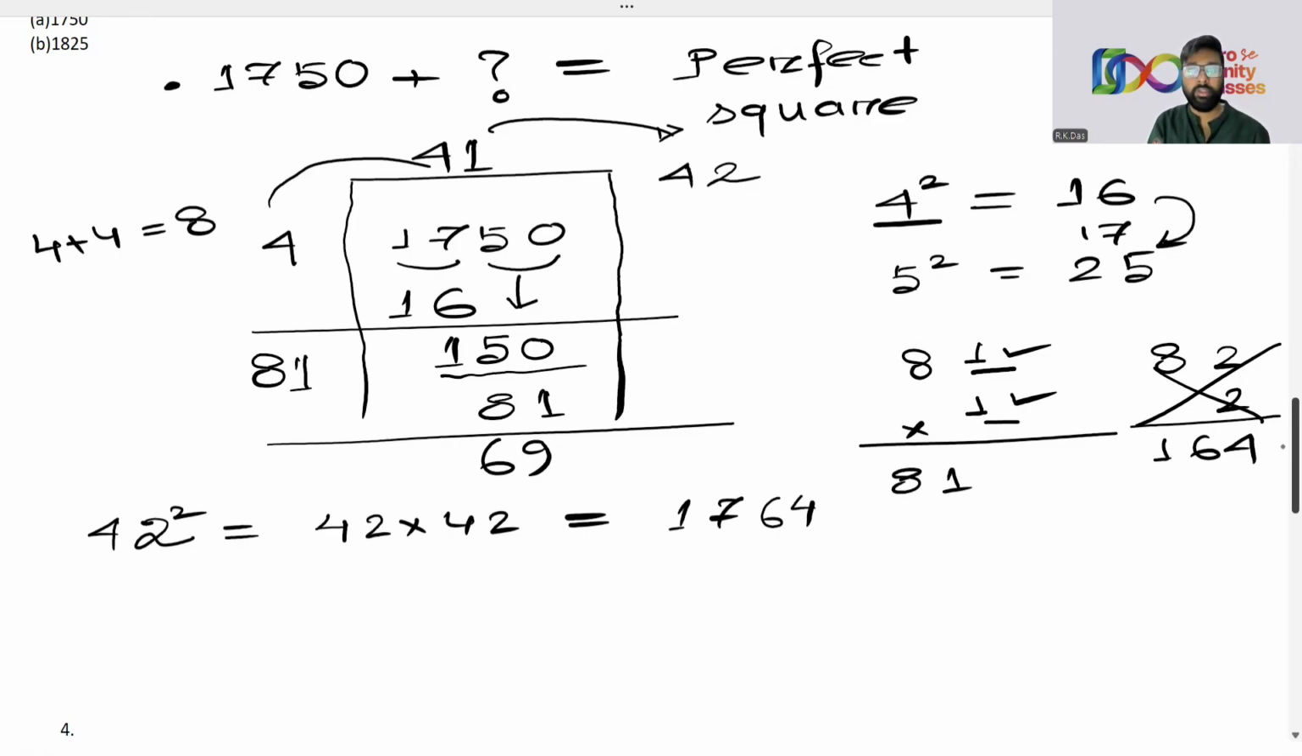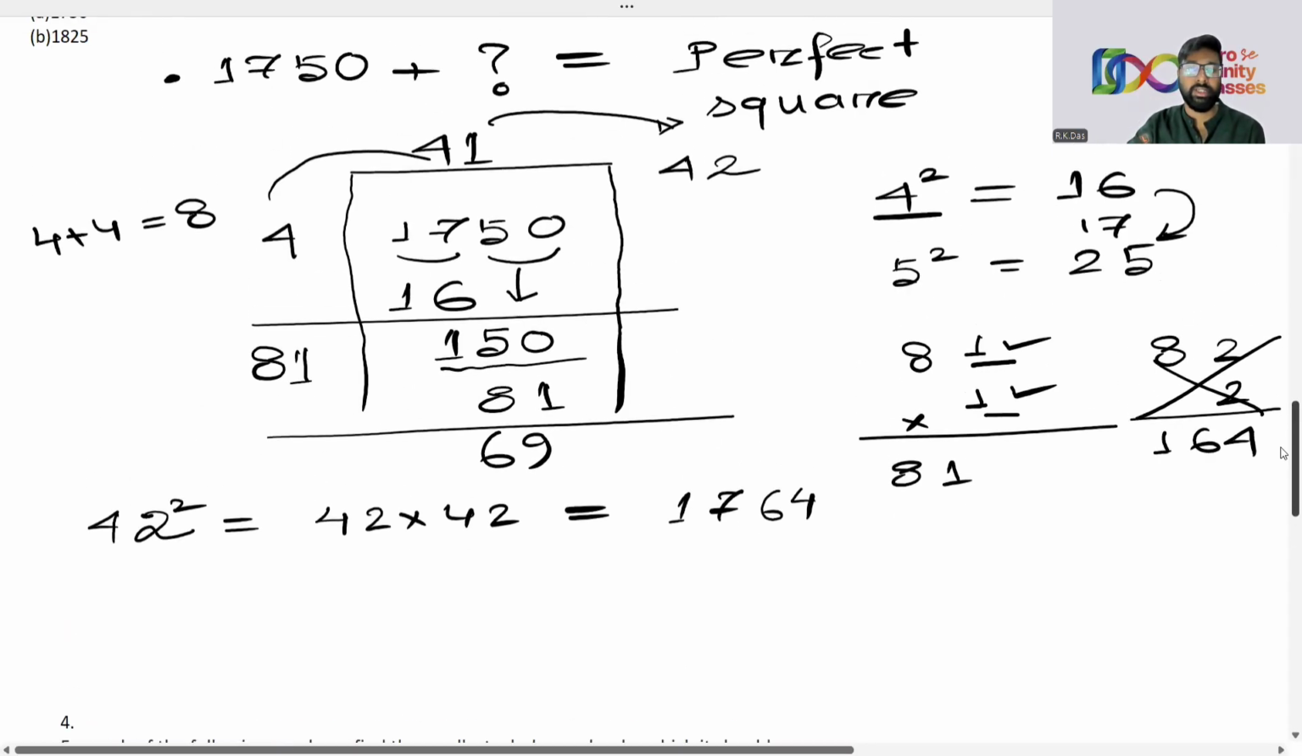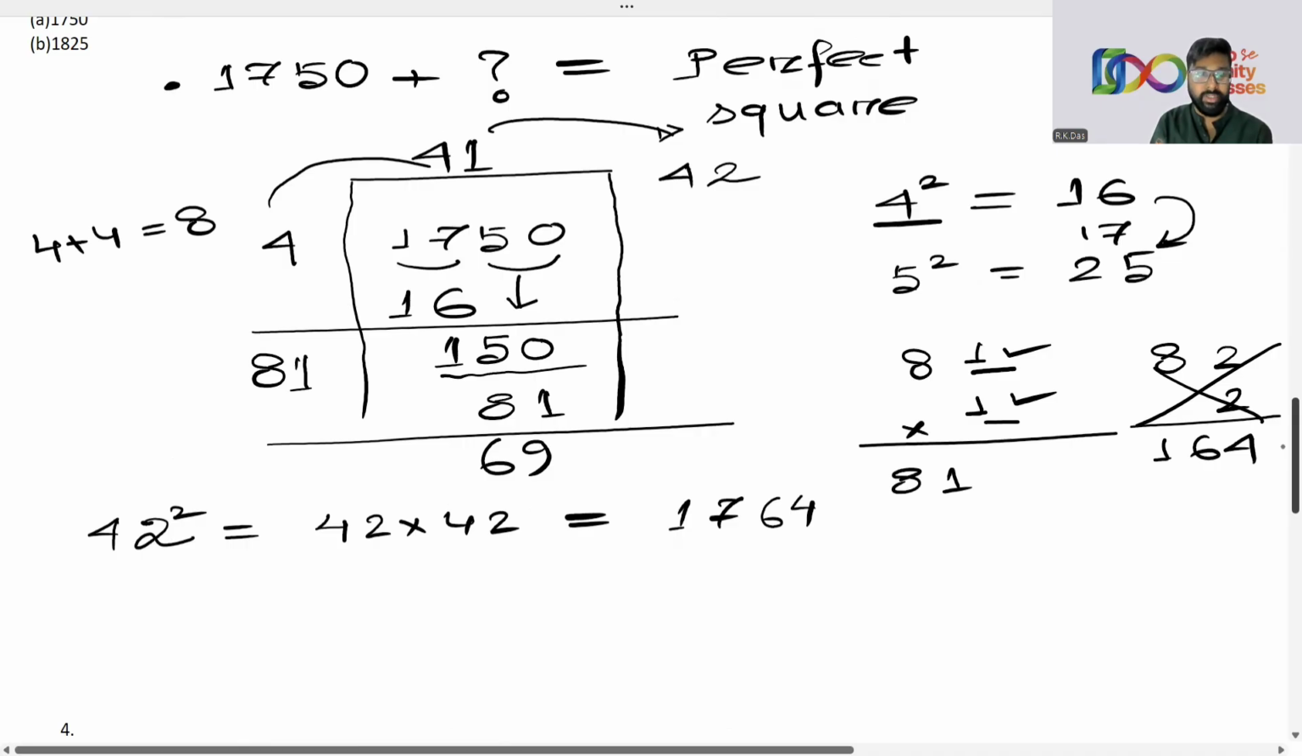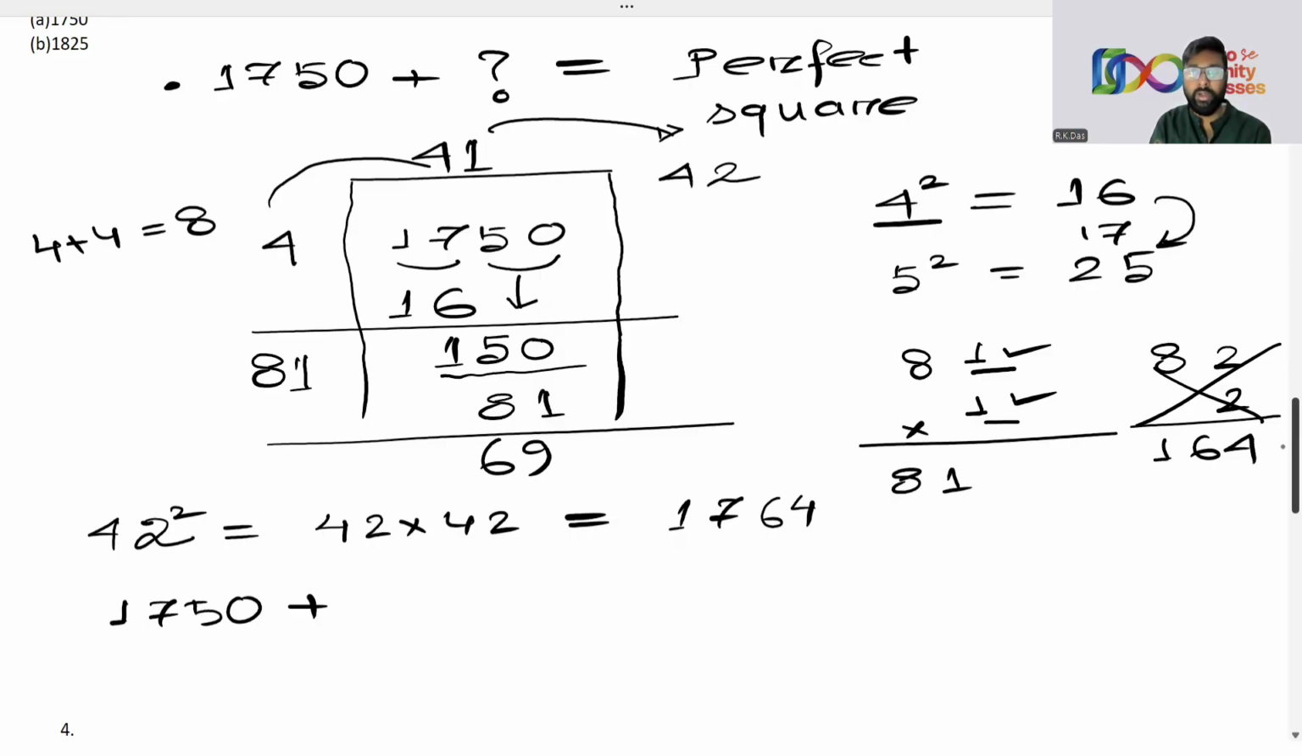1764. Okay. So what I'm doing, again, I'm repeating after 41, the next number is 42. Then we have to find the square of 42, which is 1764. So that means 1750. Then the question is what number we are going to add with 1750 so that it becomes a perfect square. So after 1750, the next perfect square is 1764.